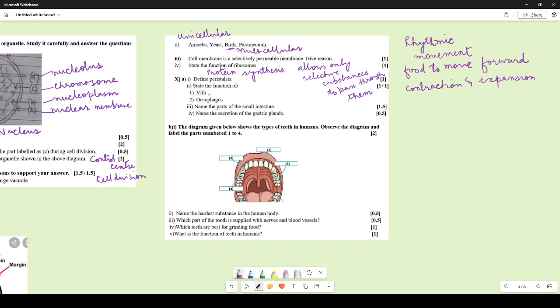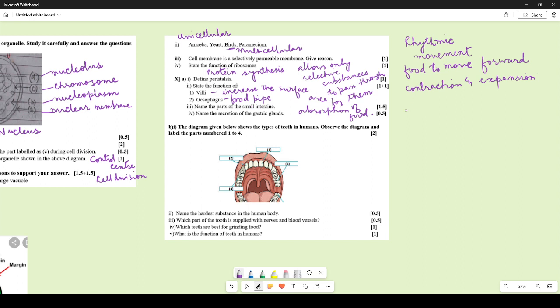State the function of villi. Villi increase the surface area for absorption of food. Esophagus. Esophagus is the food pipe that connects the mouth to the stomach, or it helps the food to move from the mouth to the stomach.